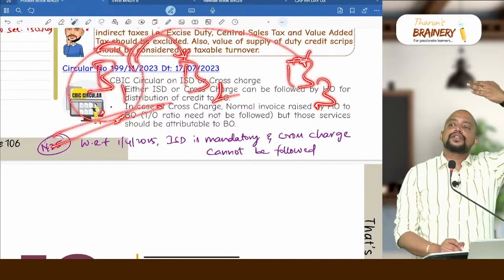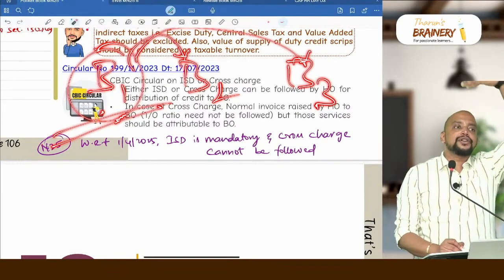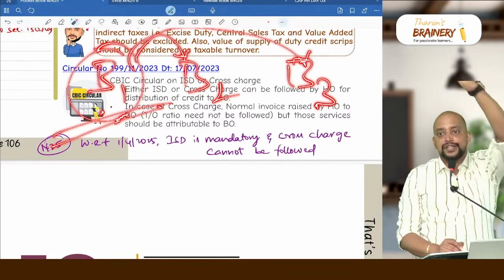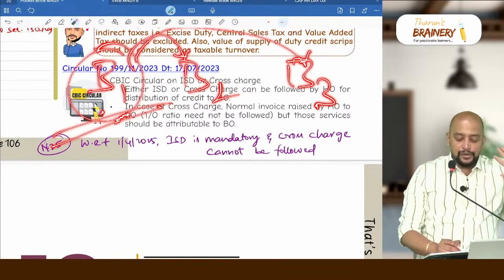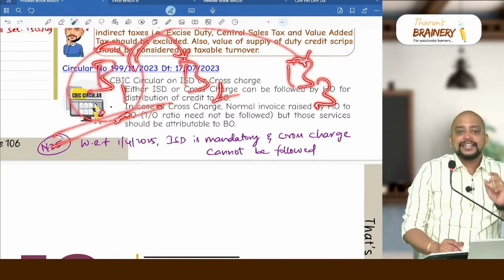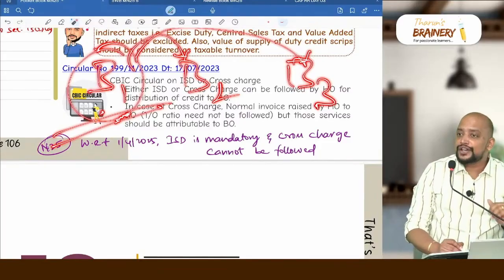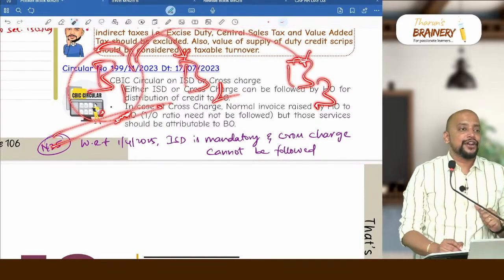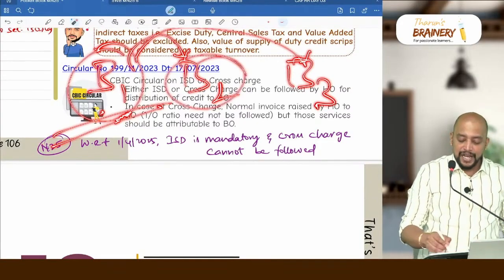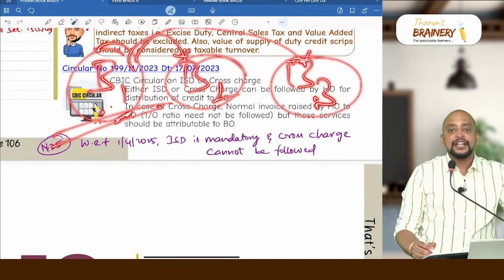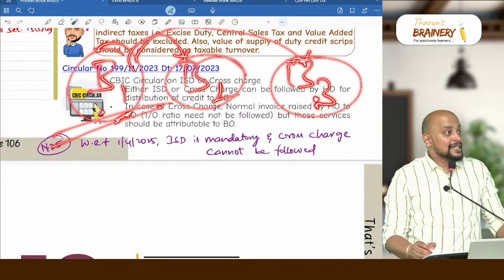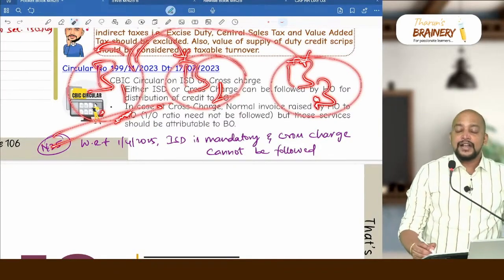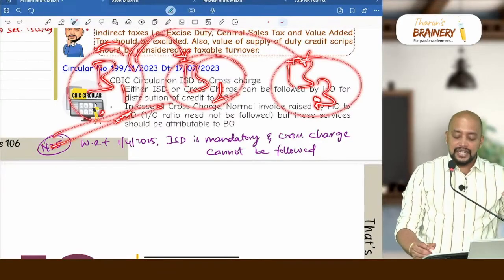Previously, the chartered accountant would raise invoice to the corporate office, and from the corporate office they used to get the credit. But now, what is the advantage of this? The advantage is that they don't have to follow the turnover ratio. Directly, to whatever extent branch 2 and branch 3 have liabilities, to that extent they can transfer this. That is the advantage in cross charge, and that advantage only they have removed now.